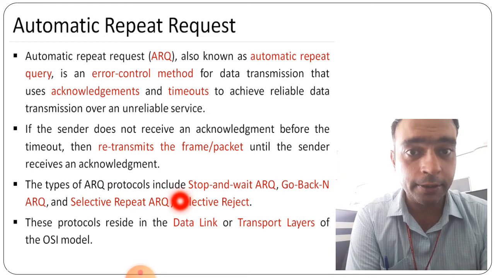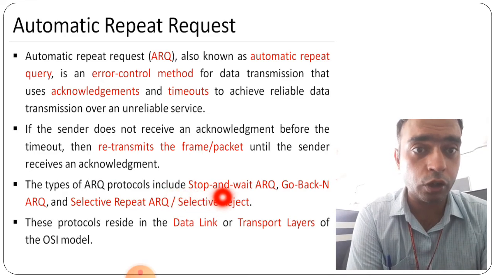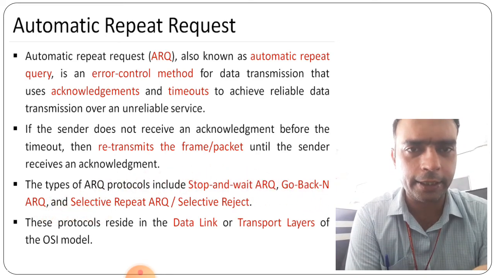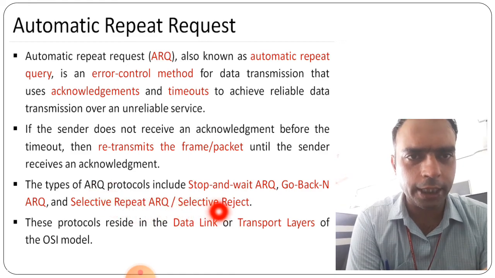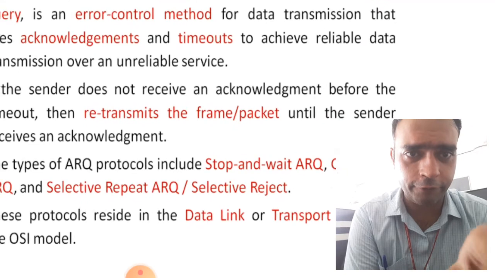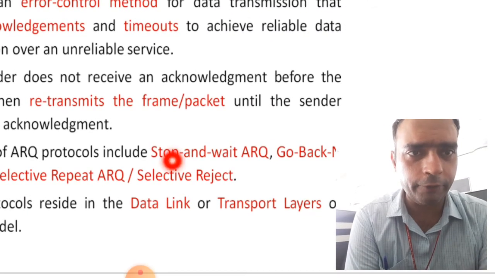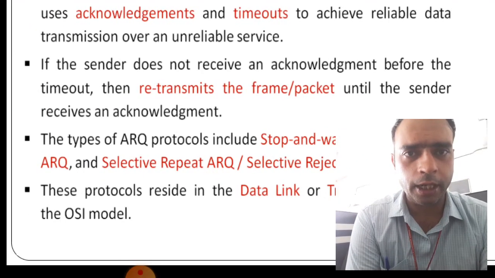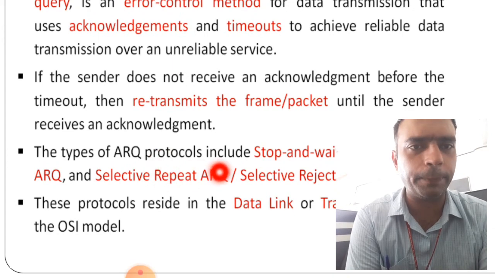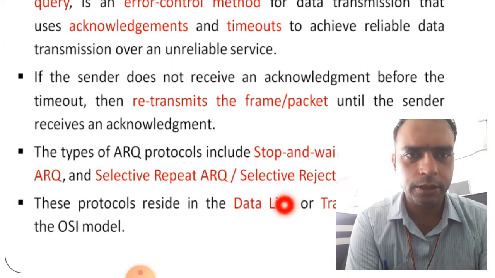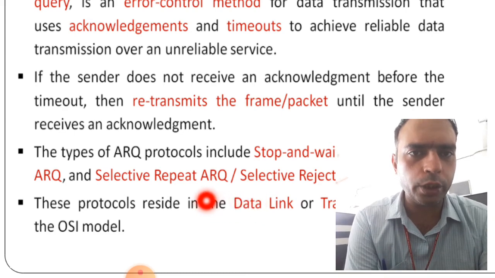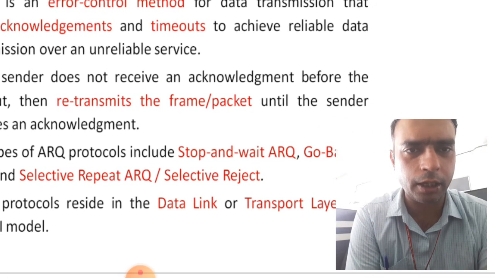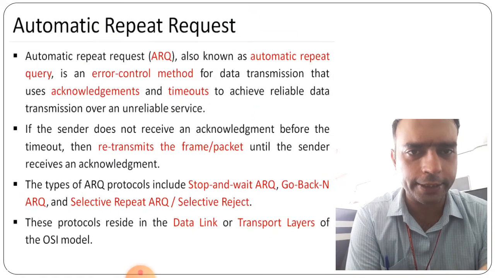The types of ARQ protocols include stop and wait ARQ, go back N ARQ, and selective repeat ARQ, or selective reject we can say. These are the protocols included in ARQ. These protocols reside in the data link or transport layer of the OSI model.